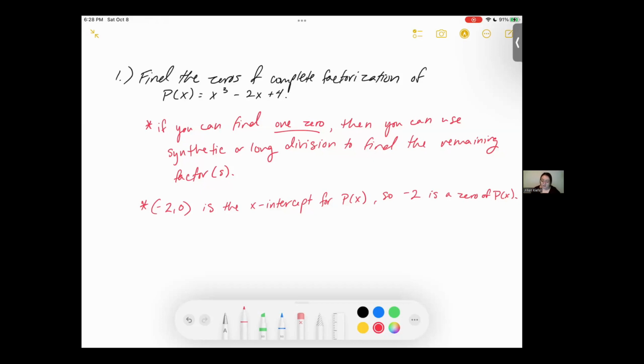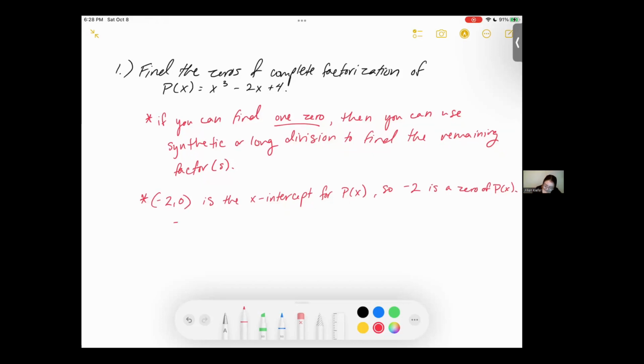So now we can use the value of -2 to do synthetic division or long division. Since -2 is a 0, this means that x minus -2, which is the same thing as x plus 2, is a factor, and c would be equal to -2 as well, because remember c is the 0. So x plus 2 is a factor. This also means that c is equal to -2. So now we can go ahead and do synthetic division.